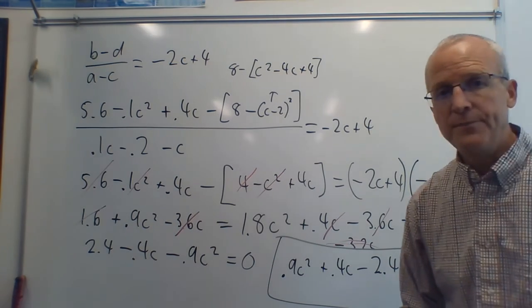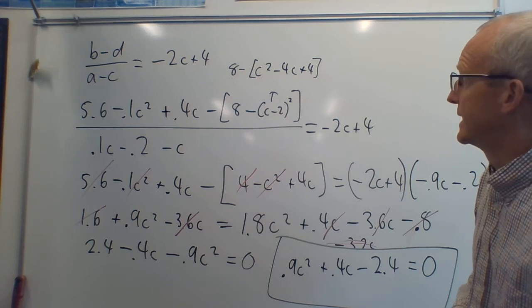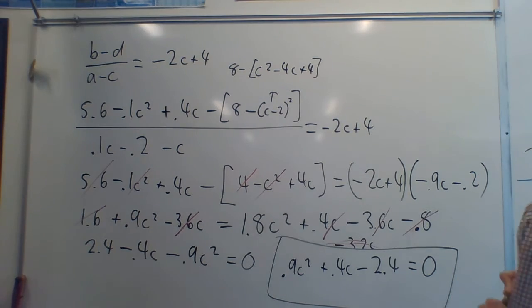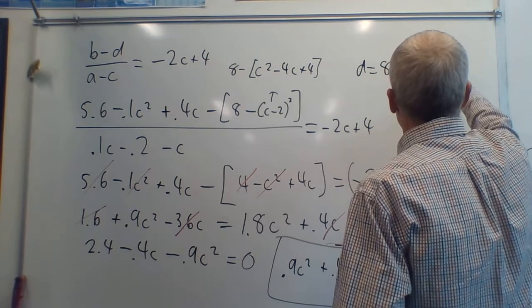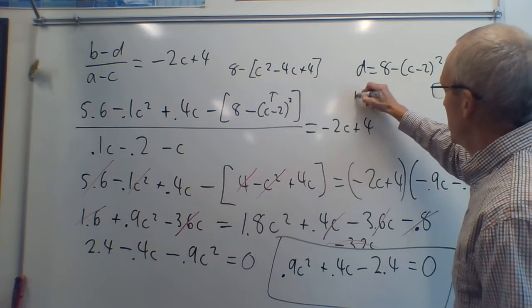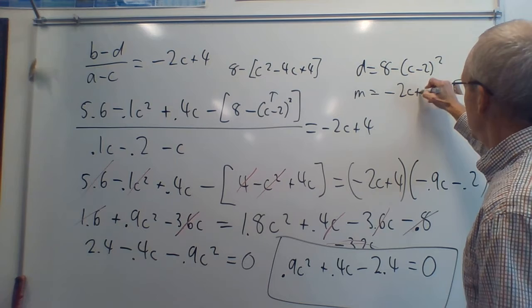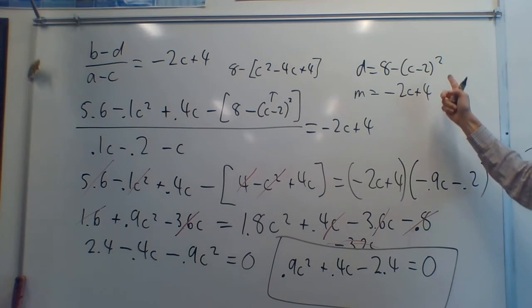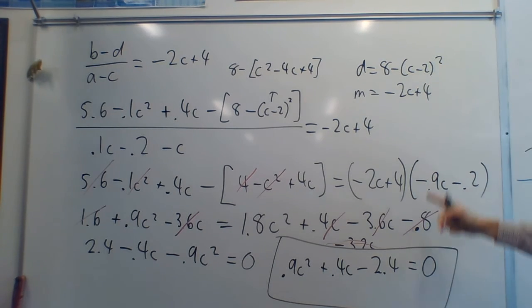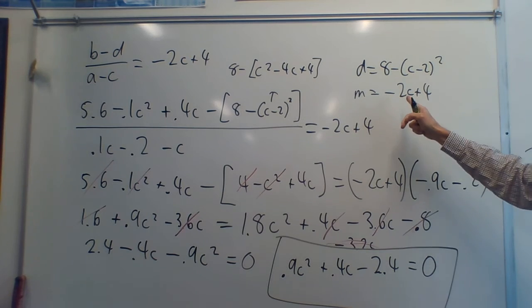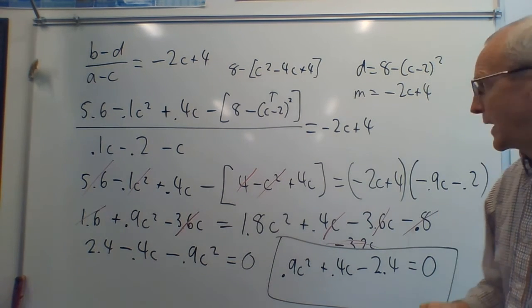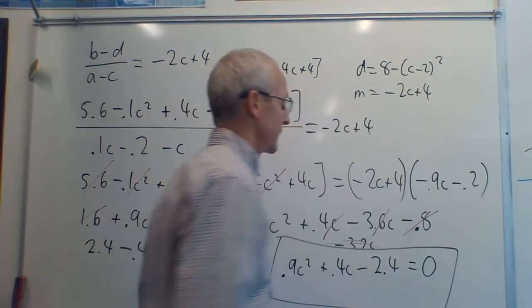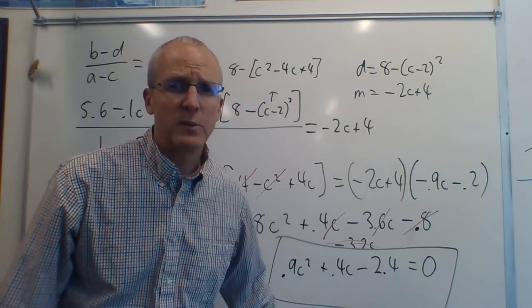Two values of c. Once you find c, you can find d, again, because we know that d is just 8 minus c minus 2 squared, and the slope we know is negative 2c plus 4. So we can find both points. This is the y value, c is the x value, and we know the slope and you're going to get 2 points, right? We're going to have to do this twice. We're going to get 2 slopes, and then you can find the lines.